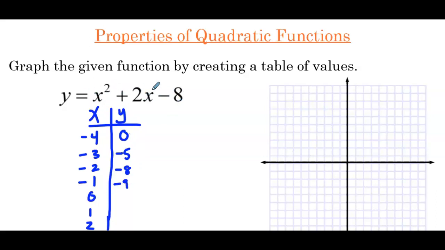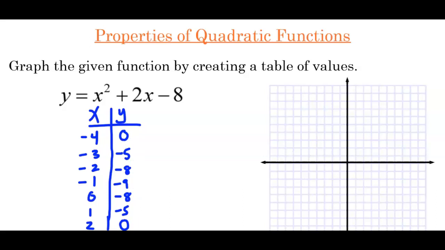0 squared is 0, plus 0 is 0, minus 8 is -8. 1 squared is 1, plus 2 is 3, minus 8 is -5. 2 squared is 4, plus 4 is 8, minus 8 is 0. Now look at the y values: 0, -5, -8, -9, -8, -5, 0.